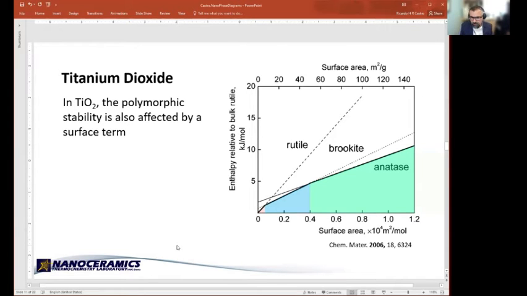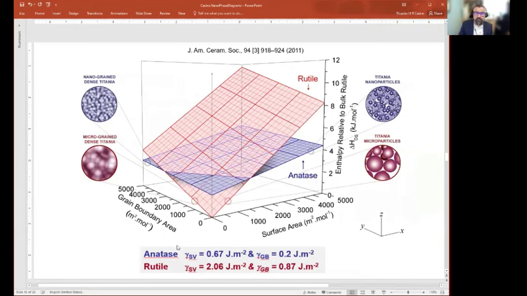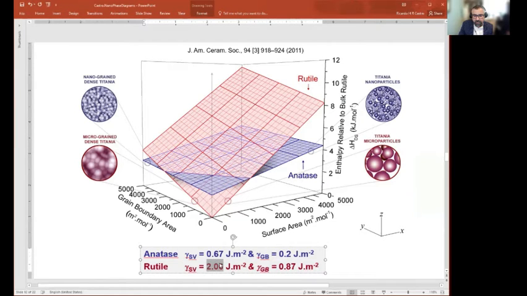What about the grain boundary? So that's where we have this image here. The surface energy of the anatase is lower than the surface energy of rutile. So we have 0.67 as compared to 2.06. And this is responsible for this crossover on this side of the diagram here.